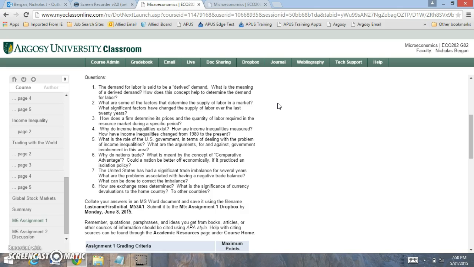That's a good thing. That's happened. The work environment. Question 3 is looking at how a firm determines its price and quantity of labor required in the resource market. So prices and quantities are determined by supply and demand in the labor market.